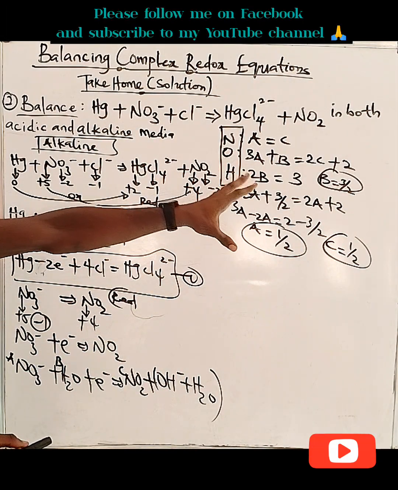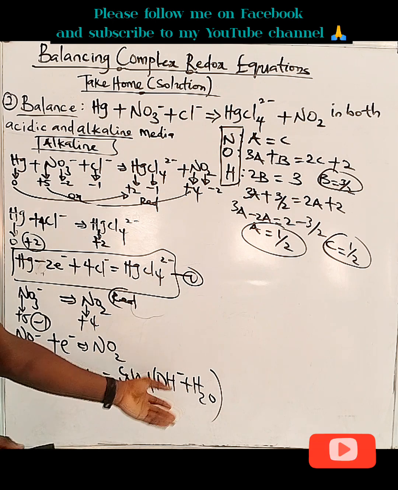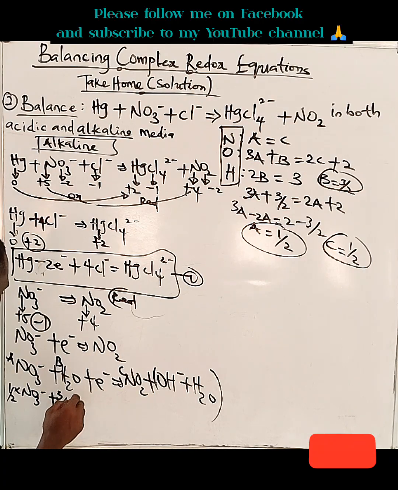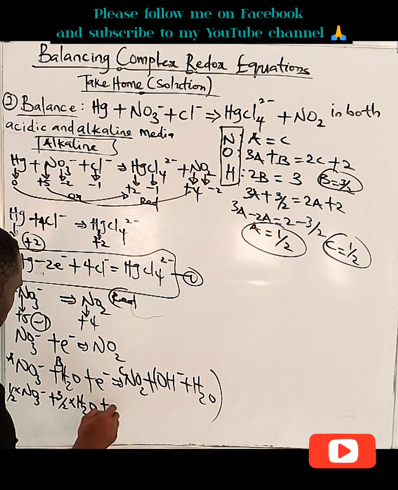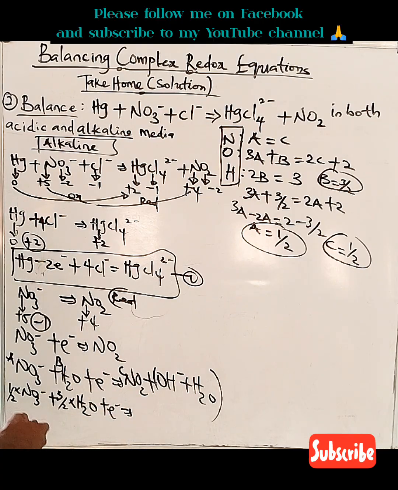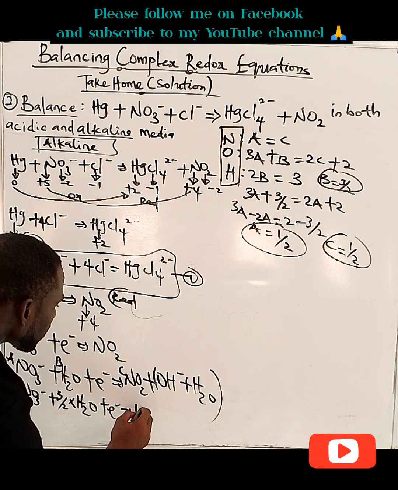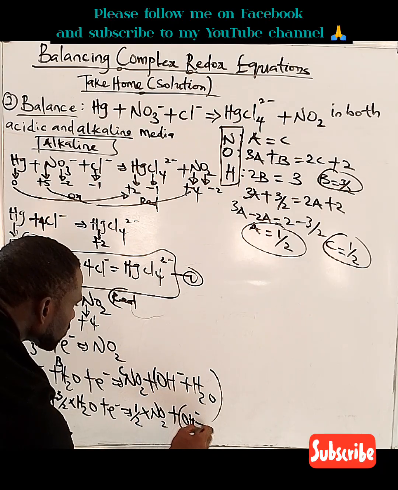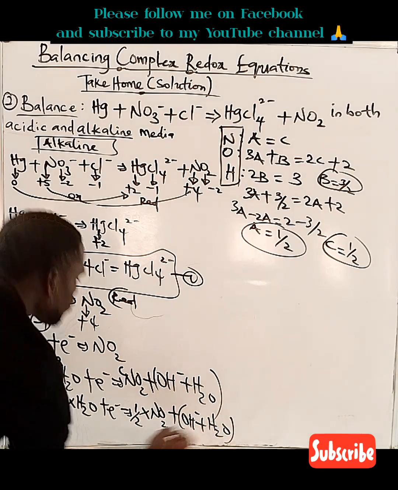So we're going to bring all those coefficients and fix them right into this place to balance up the setup. So A is 1 over 2, that'll be 1 over 2 times NO3 minus plus B is 3 over 2, 3 over 2 times H2O, plus this electron out here, that equals to, the C is 1 over 2, 1 over 2 times NO2 plus the OH minus plus H2O. So what do we do?